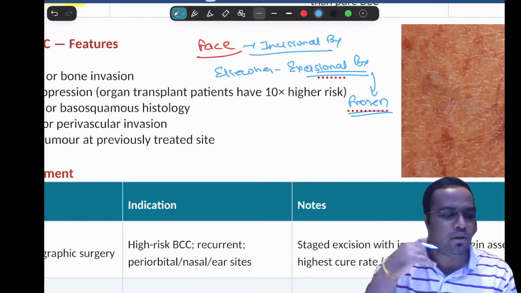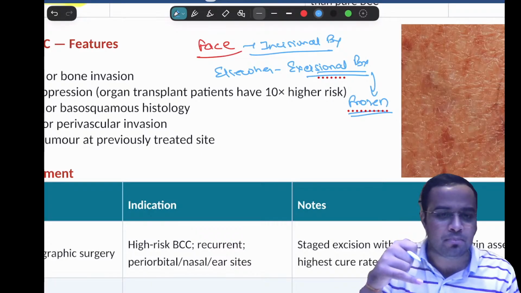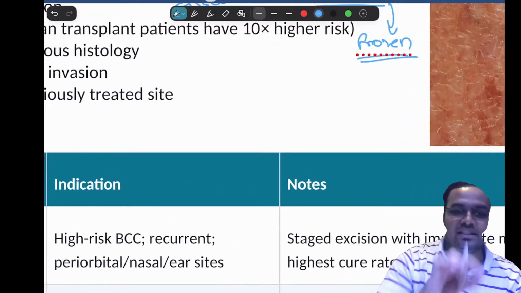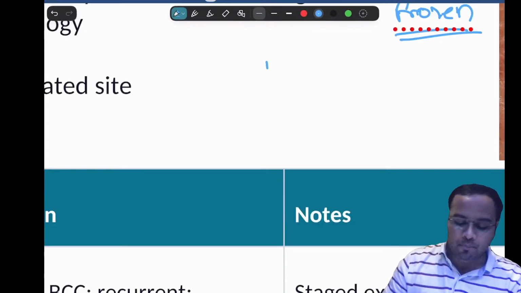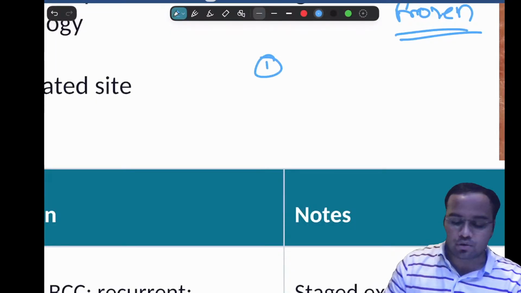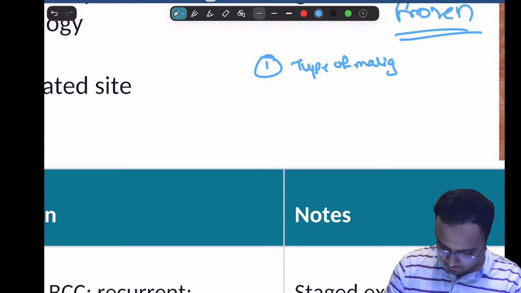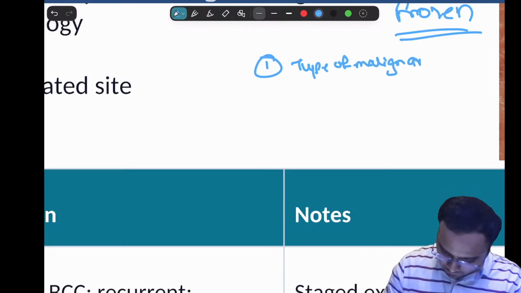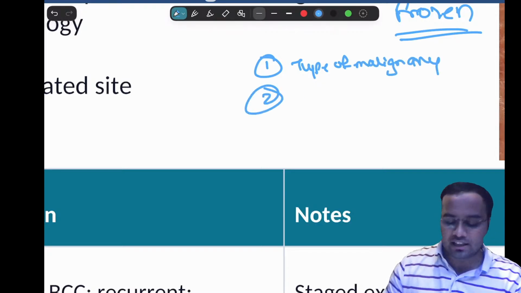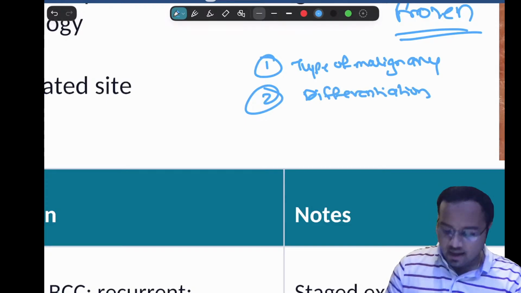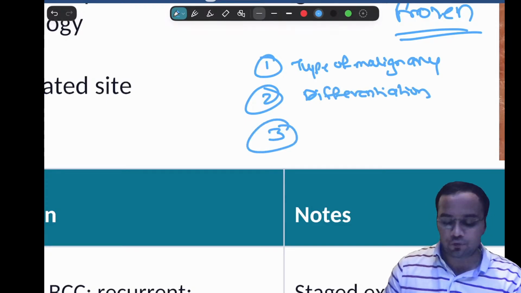But if he says, oh bro, it is not something benign, it is a malignant tissue, then he has to tell me what type. So whenever a frozen section is given, importantly, the first thing you are going to ask for is the type of malignancy. The second thing you are going to ask for is differentiation. And the third important thing you are going to ask for is the margins.